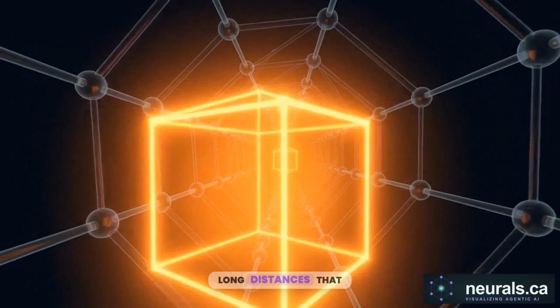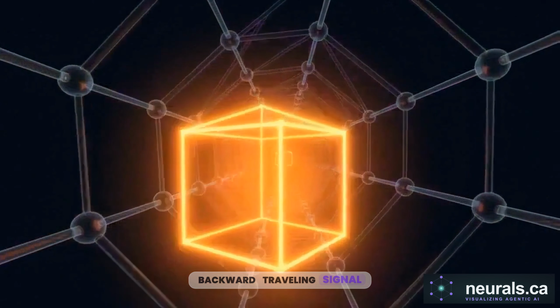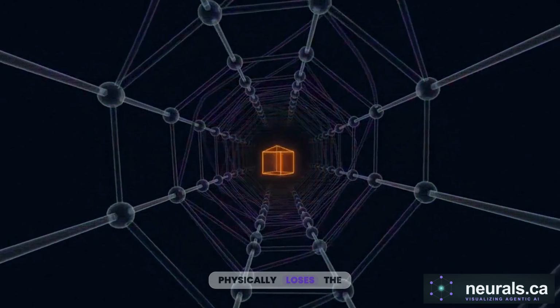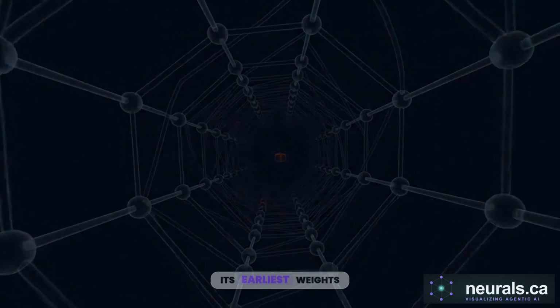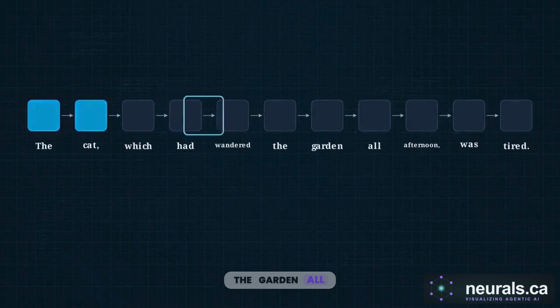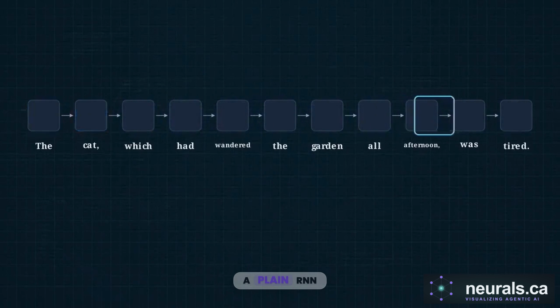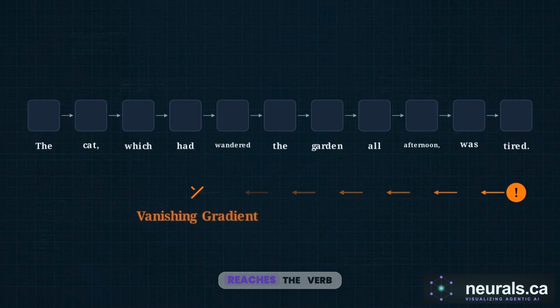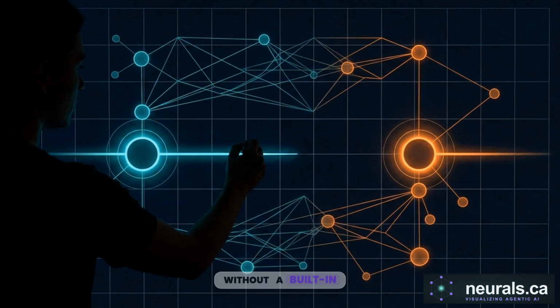Over long distances, that backward traveling signal exponentially shrinks towards 0. The network physically loses the ability to update its earliest weights. Think of the sentence, "The cat, which had wandered the garden all afternoon, was tired." A plain RNN completely forgets the subject cat by the time it reaches the verb. Without a built-in mechanism to explicitly protect that signal from decaying, an RNN is structurally incapable of bridging long sequences.